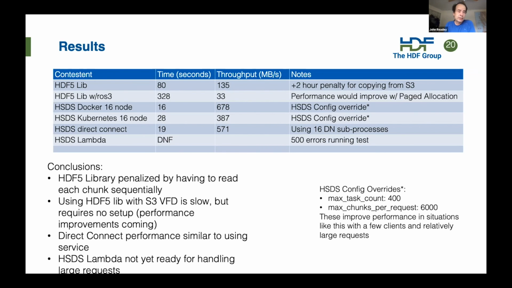Next, Direct Connect is very comparable to the performance we saw in Docker. So this was, again, on the same machine, so it was able to use all those cores of the machine and got just a little bit slower performance than with HSDS. And sadly, Lambda didn't survive the test. There were some 500 errors and it wasn't able to complete, but performance wasn't looking spectacular with Lambda.